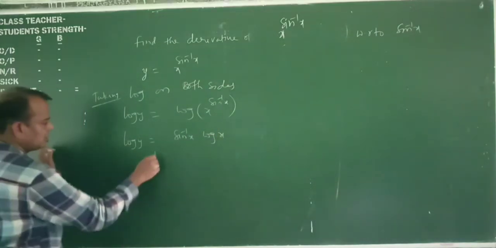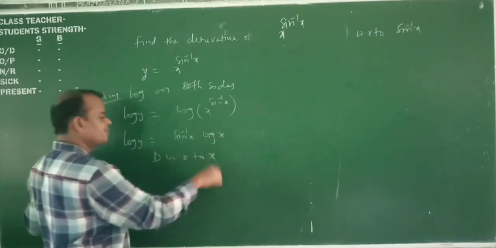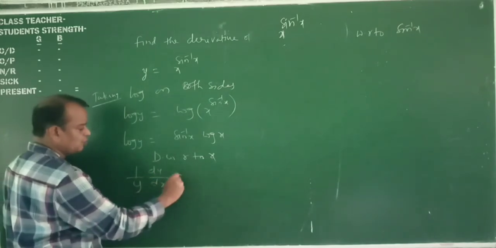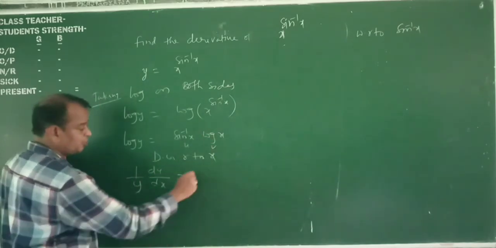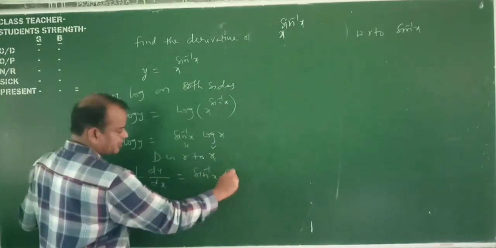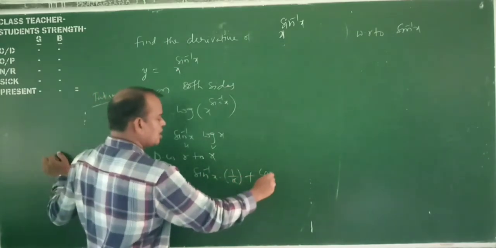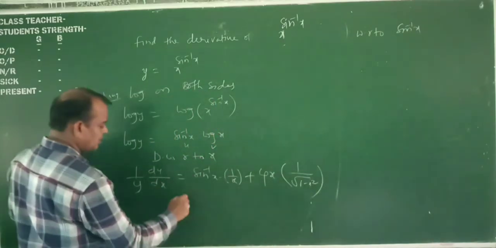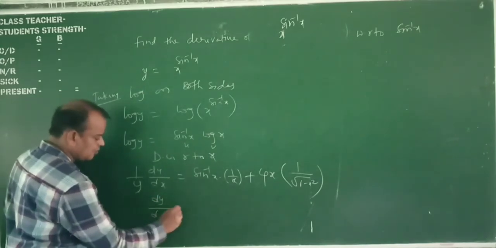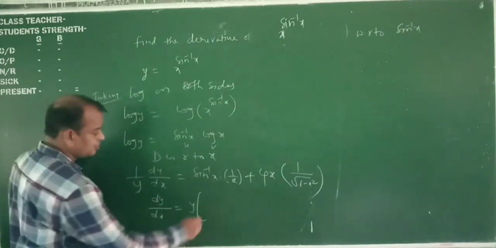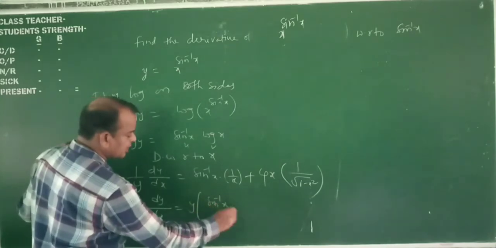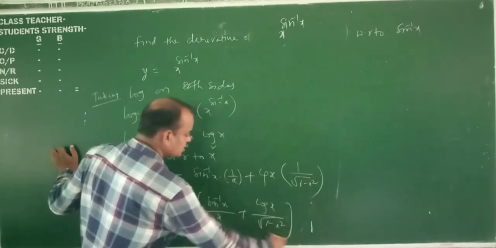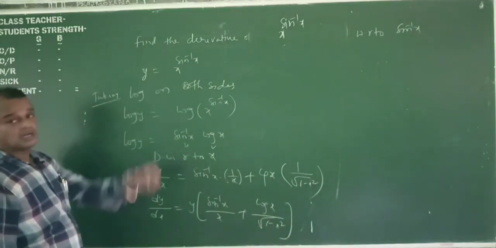Now differentiate with respect to x. Log y derivative is 1 by y dy by dx. Here we use the uv method, the product rule. Sin inverse of x into 1 by x plus log x into the derivative of sin inverse of x, 1 by root over 1 minus x square. Therefore, dy by dx is equal to y into sin inverse of x by x plus log x by root over 1 minus x square. Now, what about y? Y means x power sin inverse of x.